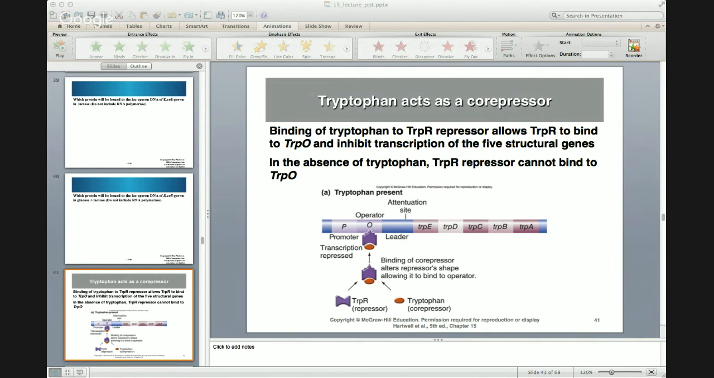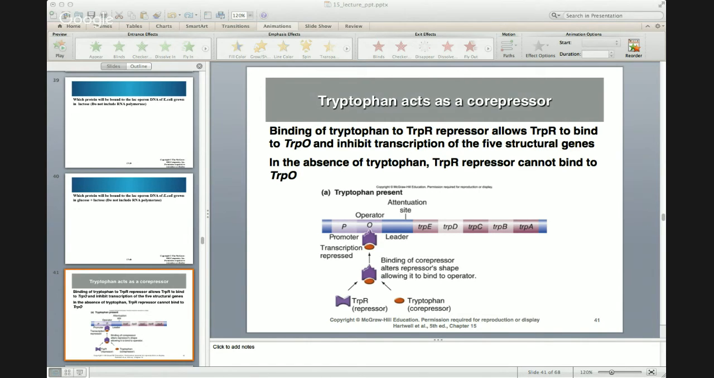So TrpR binds to the operator site, but it binds to the operator site in combination with tryptophan. So both of these are necessary to bind to the operator site. And so tryptophan acts as a co-repressor. It says here, binding of the tryptophan to the Trp repressor allows the Trp repressor to bind to the operator. So unless tryptophan is bound to the repressor, it is unable to bind to the operator. So they must be joined in order to bind to this operator site.